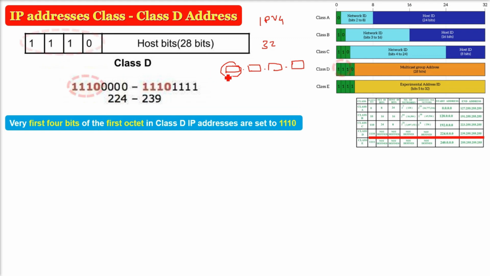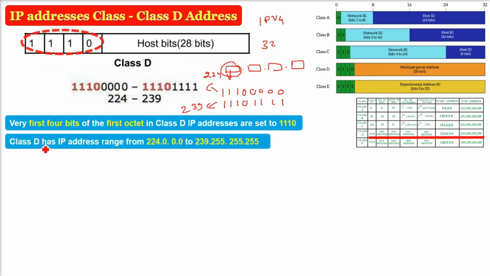The first 4 bits from the leftmost of the first octet are fixed to 1110. So what is the minimum? Put all zeros in the remaining bits, with 1110 fixed. The maximum is all ones. The decimal value of the first one is 224 and the last one is 239. So the class D IP address range is from 224 to 239. The minimum is 224.0.0.0 and the maximum is 239.255.255.255.